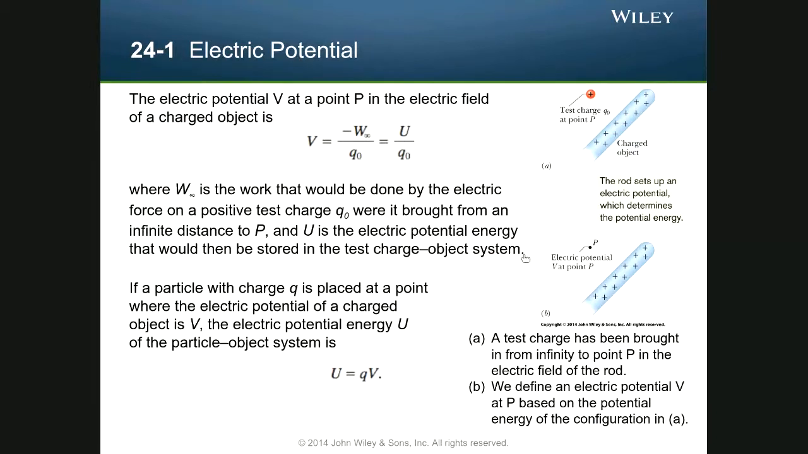Remember, we have a potential energy here, right? When we have our test charge and our charge distribution, the potential is given by taking this test charge and moving it way out to infinity. And that will give us the electric potential at this point. It's worth saying again.